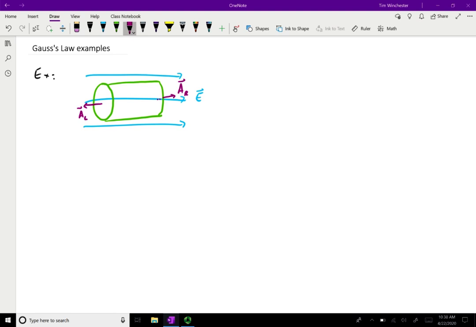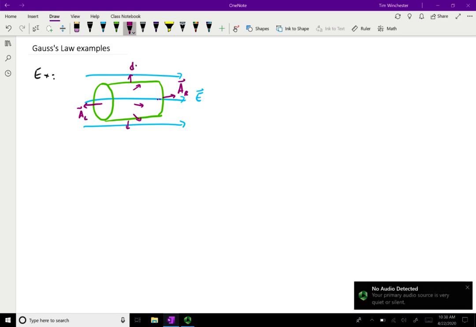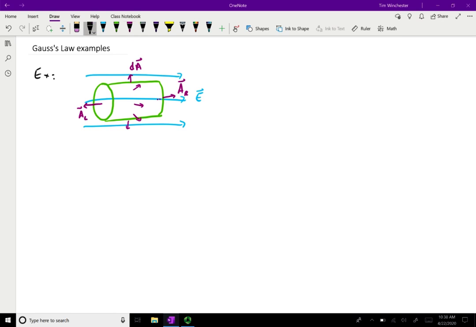And then for the curved part, I'm going to have dA vectors that point outward like this. You just have to draw a couple of representative ones for that part. So what I want to do then is use Gauss's law. Gauss's law tells me that the total flux is equal to the charge enclosed over epsilon naught. And notice that the surface I drew has no charge enclosed. There isn't any charge there. So the total flux needs to be zero. Well, let's see how that works.